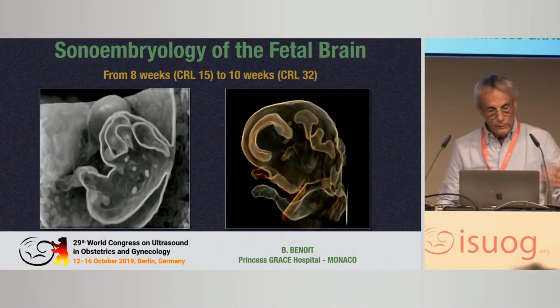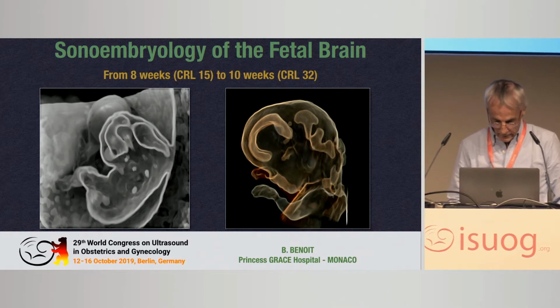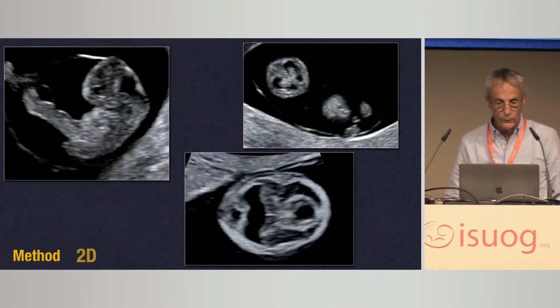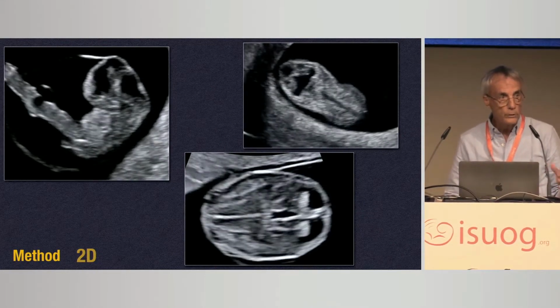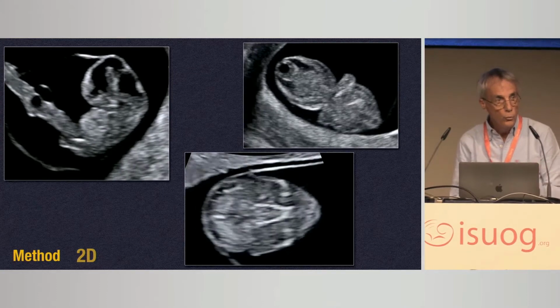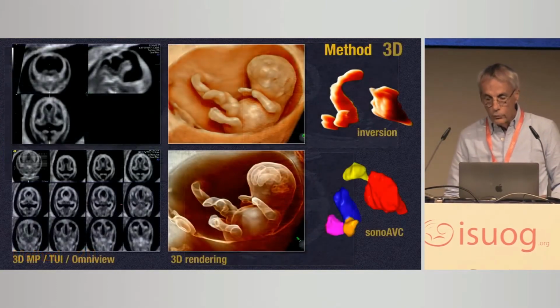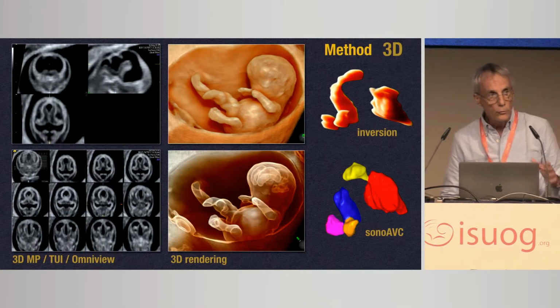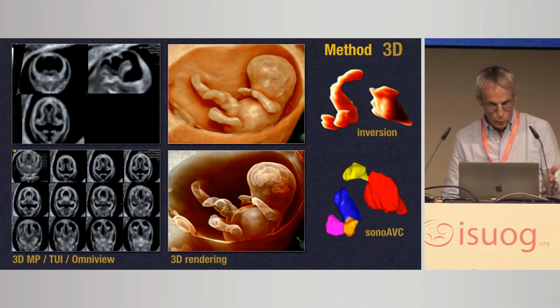And I will start with the beginning, that means the sonoembryology of the fetal brain and what we can see with the ultrasound. First method, we can use 2D ultrasound, but when you use 2D ultrasound, you have to move to sweep inside the embryo. And also we can use a 3D ultrasound. The main advantage of 3D ultrasound, you can save a complete volume of the embryo, and after you can cut inside, you can do a multiplanar omniview, TUI.